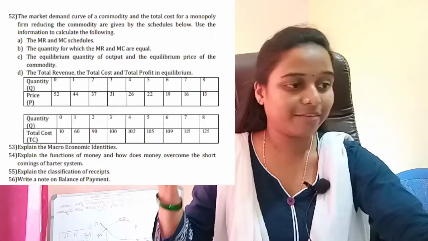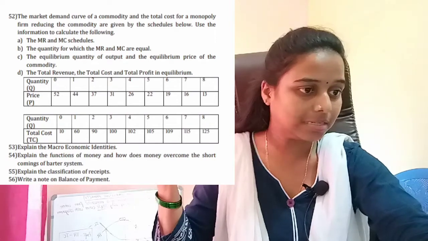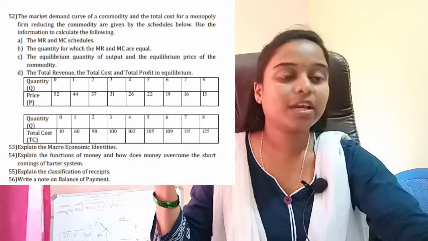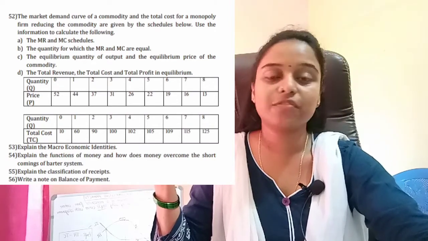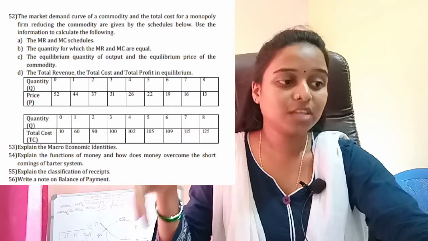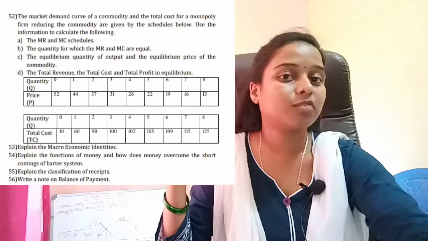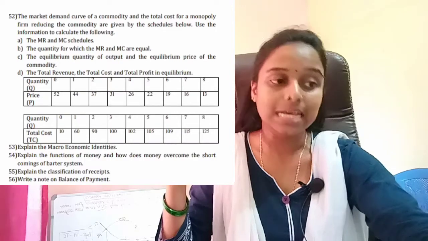If you want, you can refer to them also if you haven't referred to it till now. Then classification of receipts. The next question is classification of receipts. Classification of receipts is from which chapter? It is from the 5th chapter, government budget and the economy.